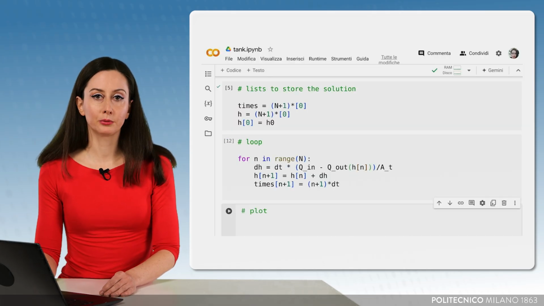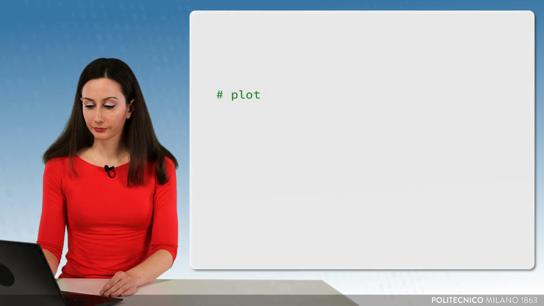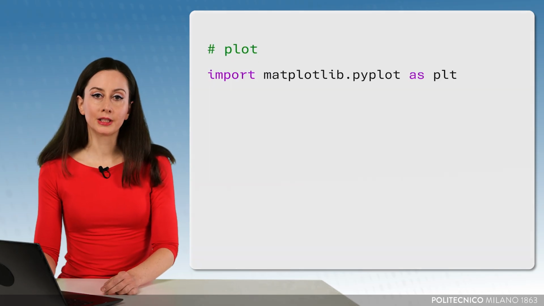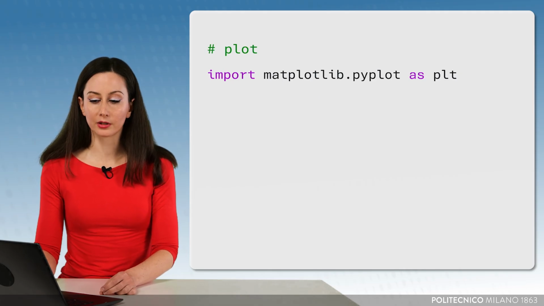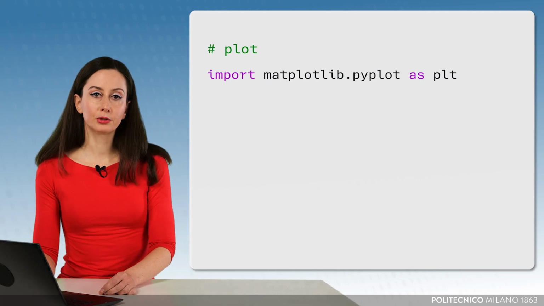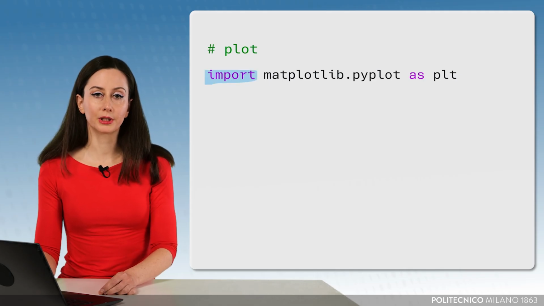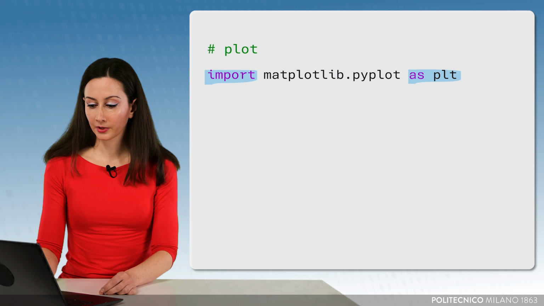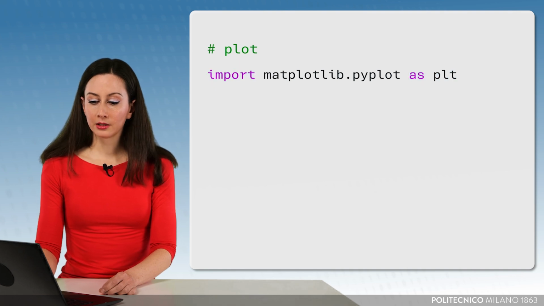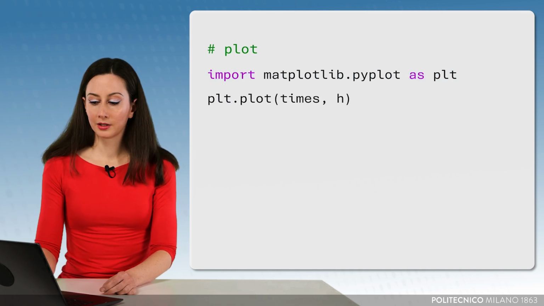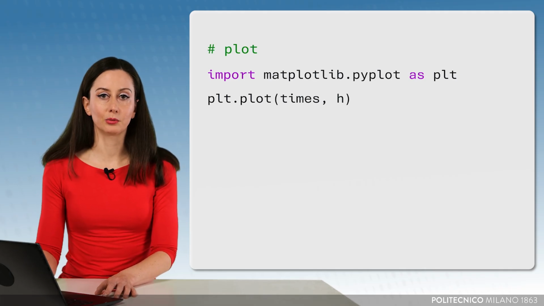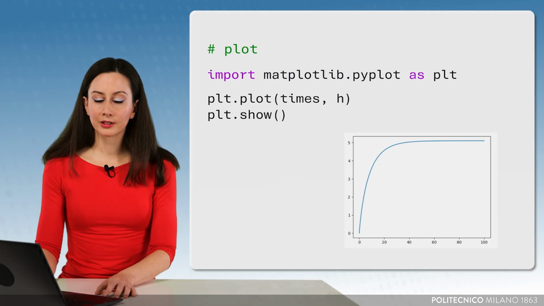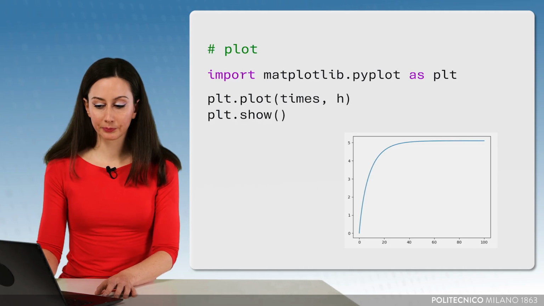And finally, we can plot the solution. The functions we need are contained in a Python module called matplotlib, and in particular, in its submodule pyplot. So before we use it, we need to import it, and for short, we can rename it plt. Then we can call the method plot with inputs times and h, corresponding to the x-axis and y-axis of our plot. And finally, show will produce a picture.